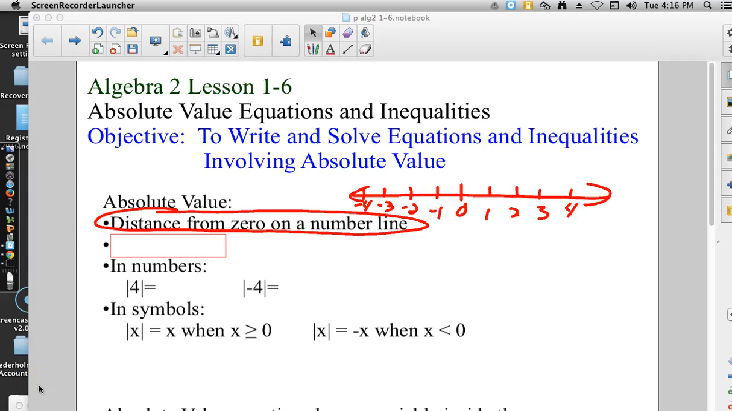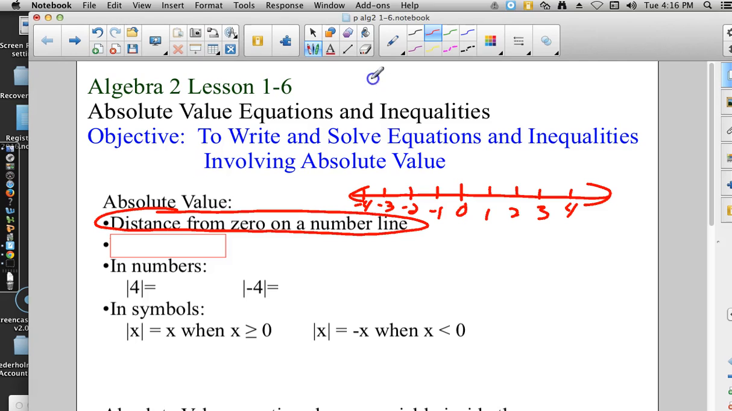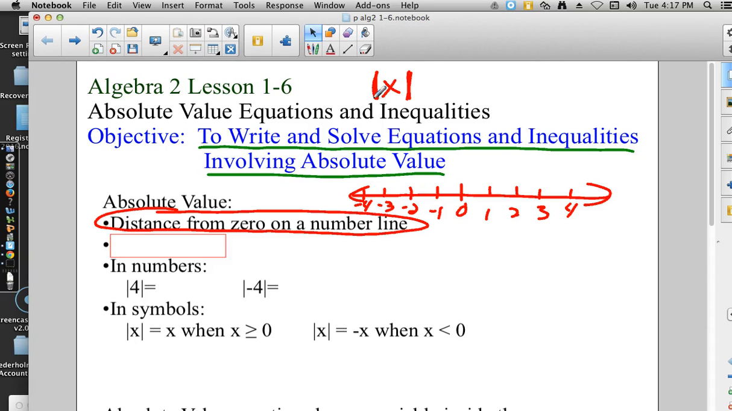This is the Algebra 2 lesson for the first day of section 1.6, and it's about absolute value equations and inequalities. And just a reminder that absolute value is just a couple of thick bars on either side of whatever number we're trying to evaluate, or in this case, sometimes a variable. So our objective is to write and solve equations and inequalities involving absolute value. So getting a feel for what absolute value does when we're talking about our equations and inequalities.